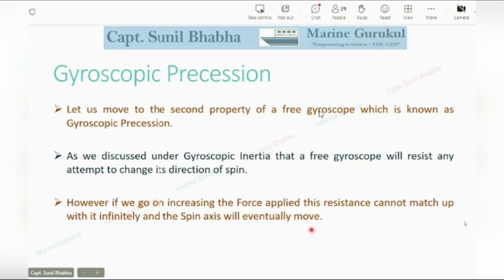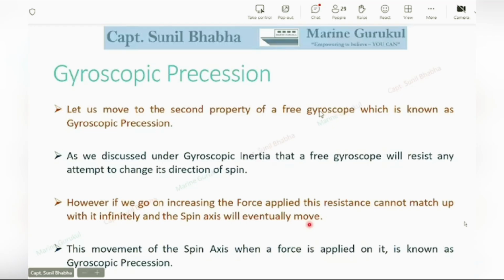To give you an example, let's say we have made a free gyroscope with a cycle tire, and we have imparted it some rotational velocity, and it's moving now. You try to change the direction of its spin axis, it is going to resist any attempt. But let's say you were alone and you were trying to change its direction. It was resisting the attempt. You call your friends, so there are three of you now. Now all three of you try to change its direction of spin. Eventually, at some point of time, you can overpower its gyroscopic inertia.